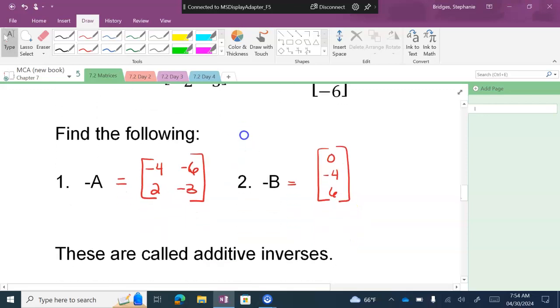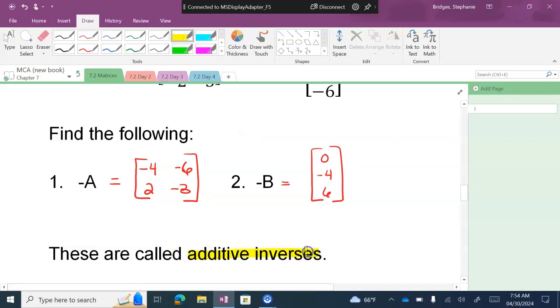And these are called additive inverses. Okay, additive inverses, when you change the sign of it. When there's a negative sign in front of the matrix name, that's called the additive inverse. Basically adding the opposite. So you're changing every number to the opposite. Everybody good? Yeah.